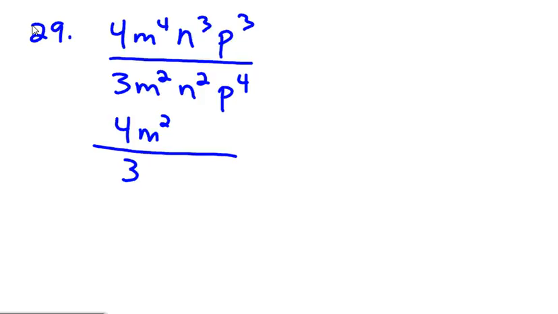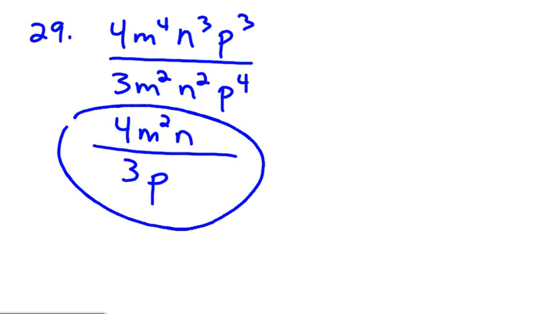N to the third over n squared. 3 minus 2 is 1, so just n. P to the third over p to the fourth. 3 minus 4 is negative 1, right? So we really would have p to the negative 1, but of course we want to flip that to the bottom. So p to the positive 1, which we don't have to write that exponent. Nothing else can be simplified, so we're done.